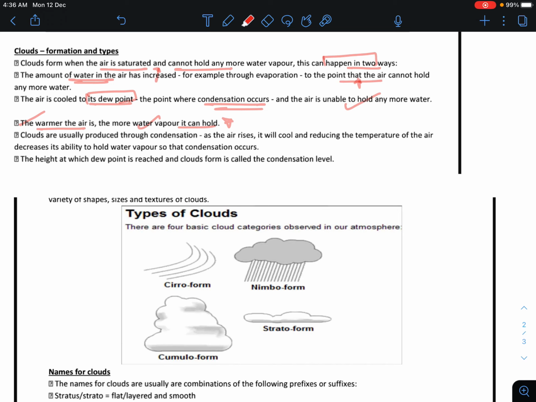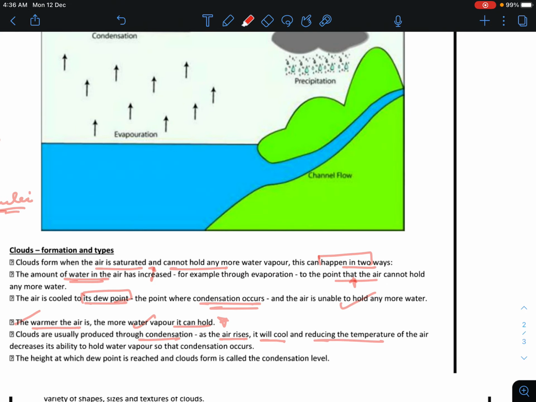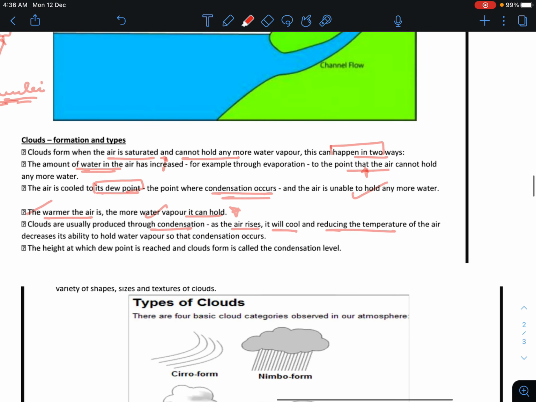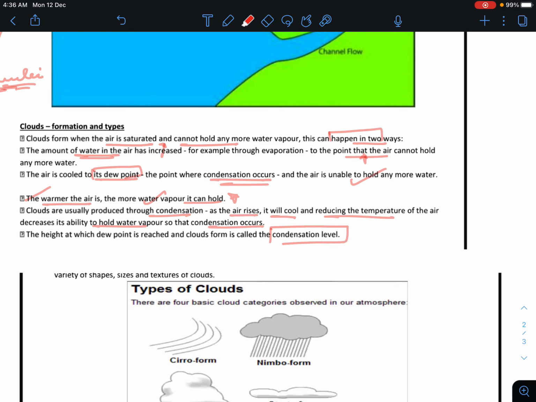Now, clouds are usually produced through condensation. We have already studied that clouds are usually formed due to the process of condensation. In this, the air rises and cools, reducing its temperature and decreasing its ability to hold water vapor, and so condensation starts. You also have to remember what the condensation level is: the height at which the dew point is achieved and the cloud is formed is called the condensation level.